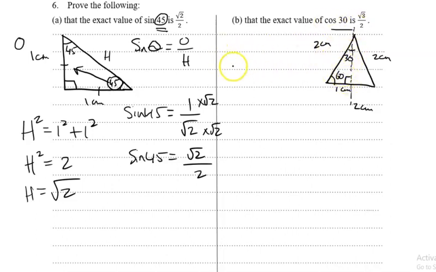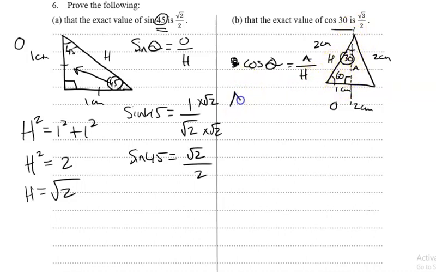Now cos 30. So cos, instead of 30 we write theta. So remember, SOHCAHTOA: cos equals adjacent over hypotenuse. Now if you're using the 30, the side opposite is the 1 centimeter. So this is going to be our opposite. This is our hypotenuse, and this is our adjacent. Now we have the hypotenuse, we have the opposite, but we don't have the adjacent. Now to work out the adjacent, we have to use Pythagoras' theorem.